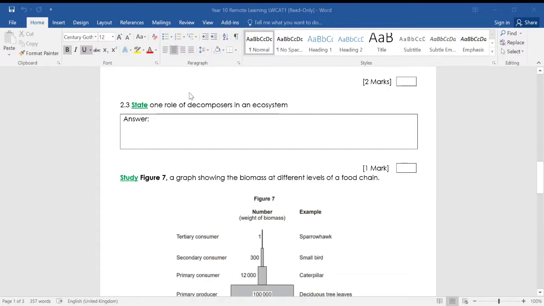Question 3, or 2.3: state 1 role of decomposers in an ecosystem. So 1 mark, nice and straightforward. One thing that decomposers are doing. What is their job within an ecosystem?